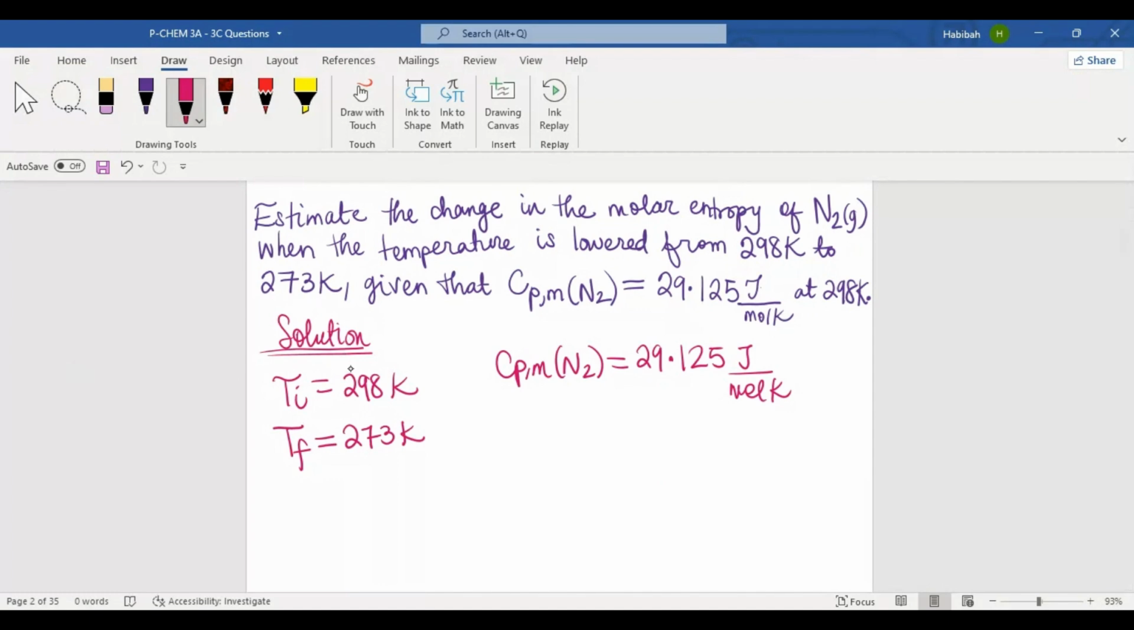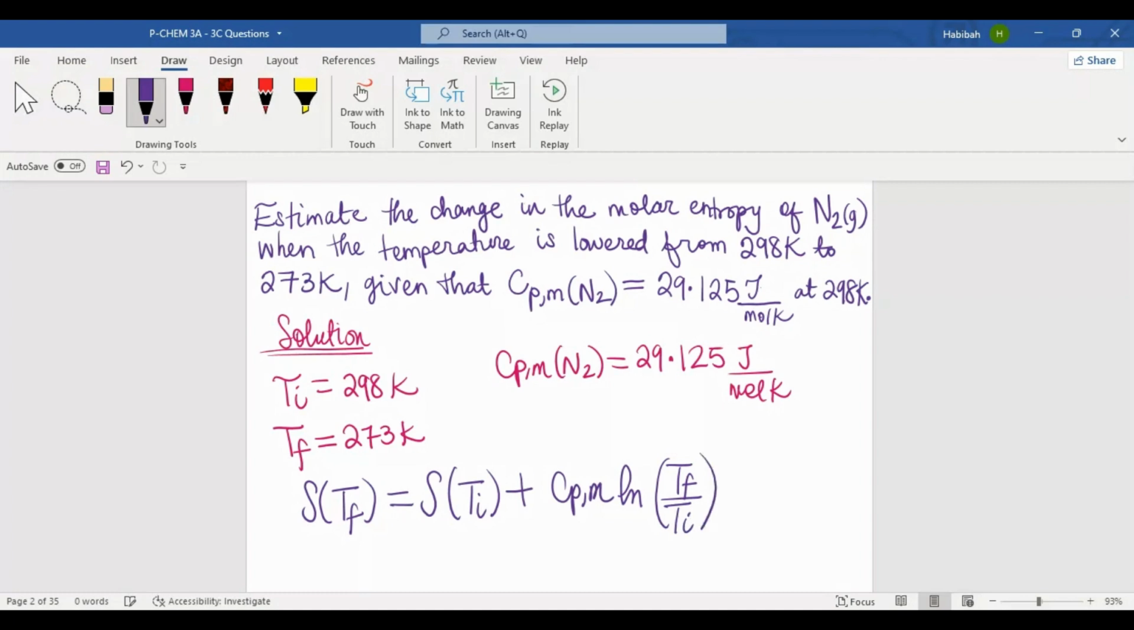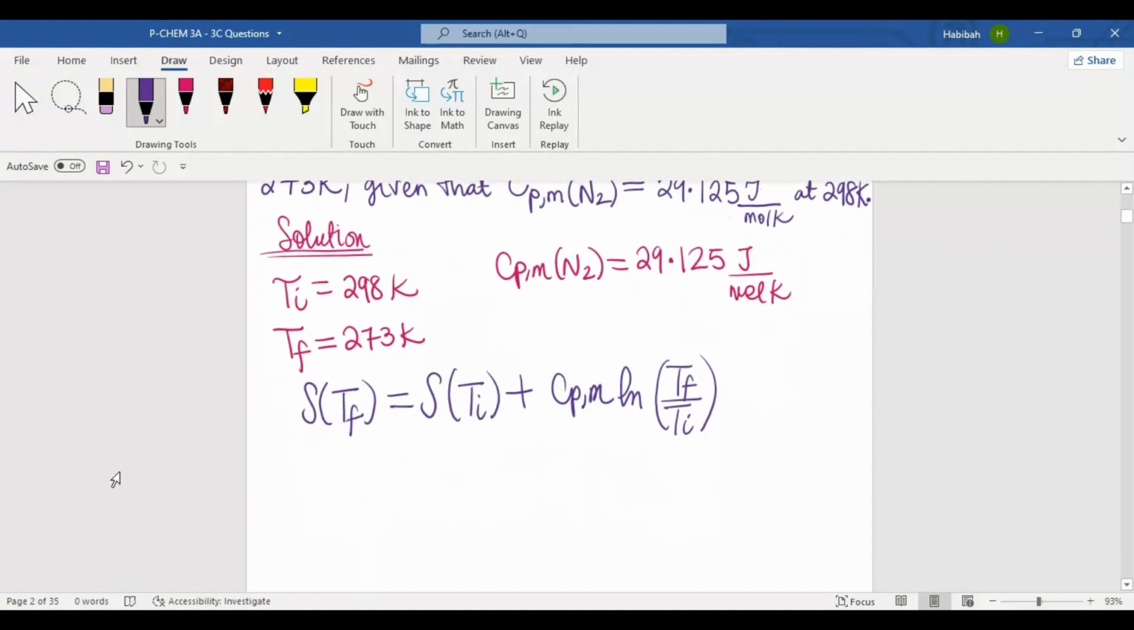Now we have to use our understanding of entropy in physical chemistry to write out the formula we're supposed to use. So we know the molar entropy at the final temperature is equal to the molar entropy at the initial temperature plus the molar heat capacity at constant pressure times ln T final divided by T initial. I'm just going to give you the general formula and then we can make it specific to this question. We have the T initial, we have the T final, we have the molar heat capacity at constant pressure for this question. So that means we can substitute.